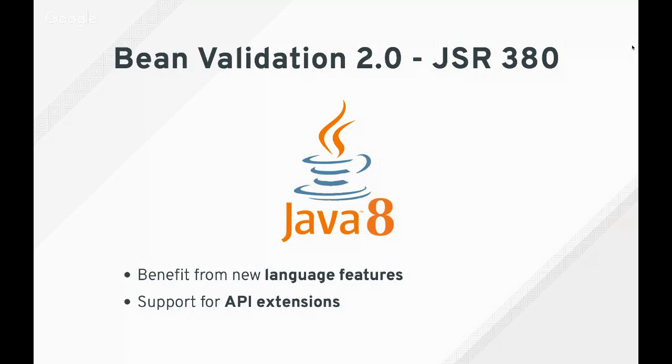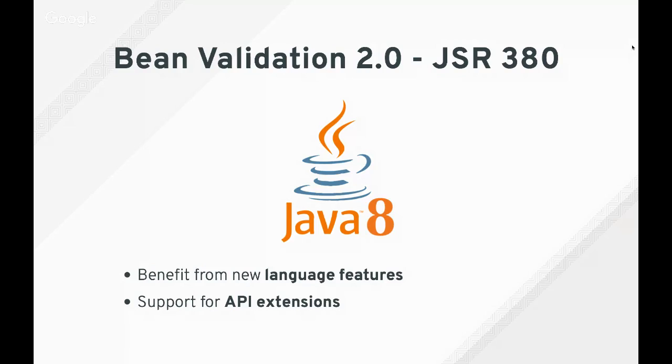And this falls into two categories, really. For one, we want to benefit from the new language features in Java 8, for instance repeatable annotations or type annotations, which, as we will see, are very useful for bean validation. So we wanted to take advantage of those. And then, of course, we also wanted to provide support for the new APIs in Java 8. For instance, there's this new date and time API defined by JSR 310, and bean validation should support these API extensions.